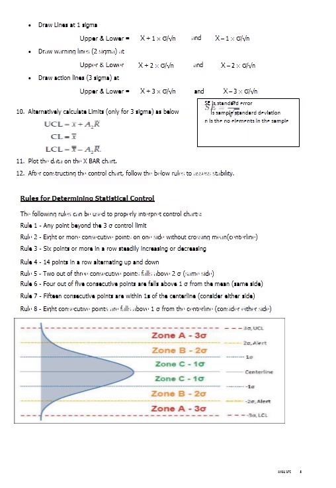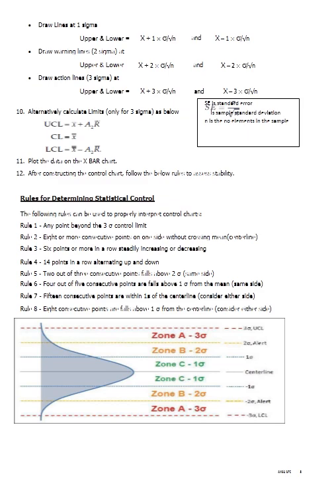After constructing the control chart, follow the rules below to assess stability. Rules for determining statistical control. The following rules can be used to properly interpret control charts. Rule 1: any point beyond the 3 sigma control limit. Rule 2: 8 or more consecutive points on one side without crossing the mean. Rule 3: 6 points or more in a row steadily increasing or decreasing. Rule 4: 14 points in a row alternating up and down.